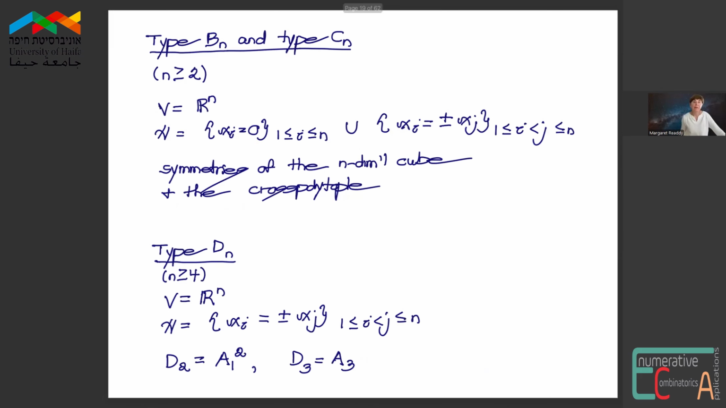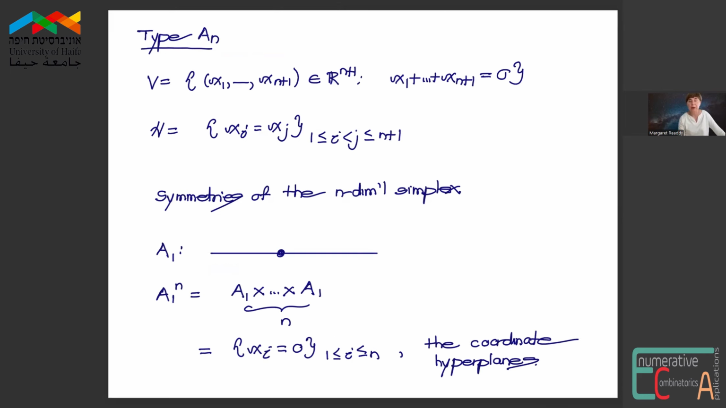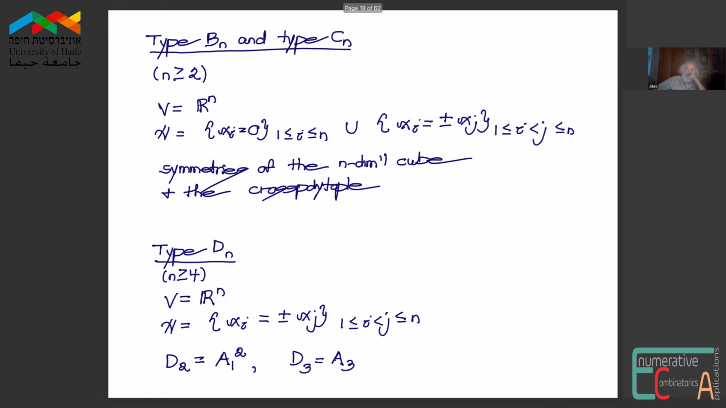All right, then we have type B and C. Here we have the coordinate hyperplanes, and then we throw in these additional hyperplanes x_i equals plus or minus x_j. Geometrically, this corresponds to symmetries of the n-dimensional cube and the n-dimensional cross polytope. I guess I didn't mention in type A that A_n corresponds to symmetries of the n-dimensional simplex. So these are very geometric. And then we have type D_n, where we drop the coordinate hyperplanes.